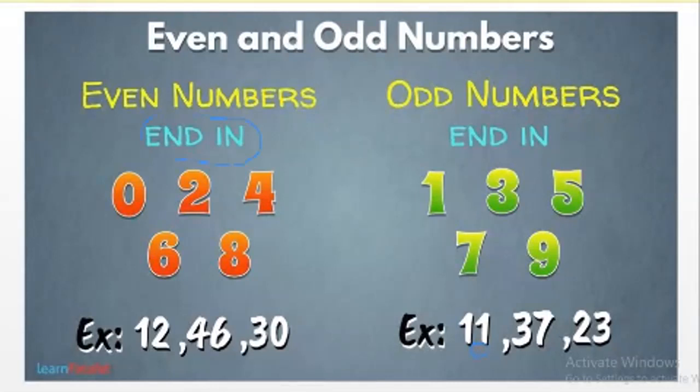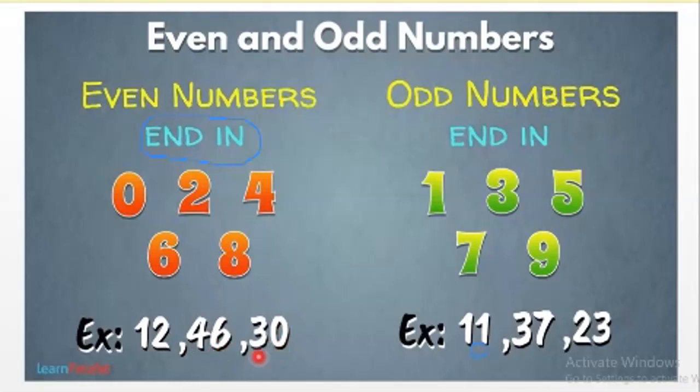You can say that the first point was to know the even numbers and odd numbers, and the next trick was "ends in". It means, let me tell you, look at the numbers which are mentioned over here in the example: 12, 46, 30. So for all the numbers, whether they are in hundreds or thousands, if their last number, the end number, is even, then we can say that the whole number is even.